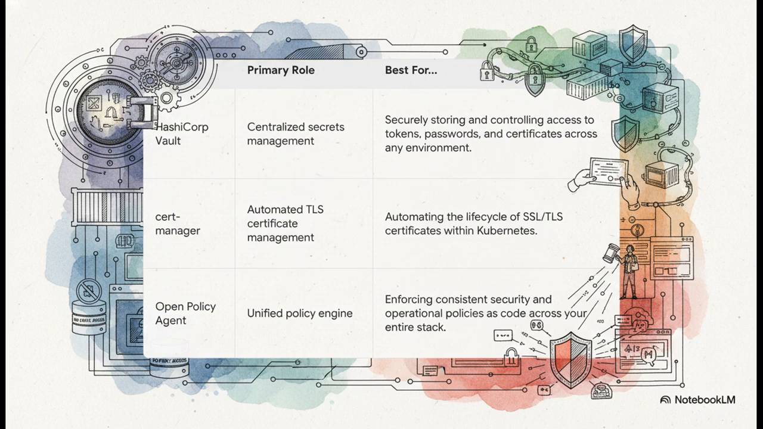The trick here is using tools that centralize your security posture. For managing all your sensitive data like API keys and passwords, HashiCorp Vault is the gold standard. Inside Kubernetes, Cert Manager is a lifesaver that automates the painful task of handling TLS certificates. And for setting the rules of the road, Open Policy Agent lets you write security policies as code, like never allow a container to run as root, and then enforce those rules across your entire stack.